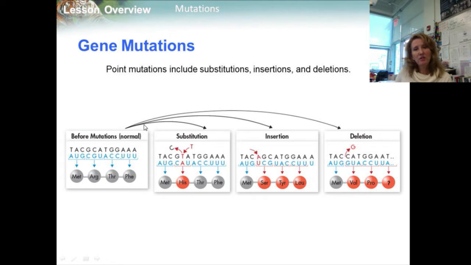They generally occur during replication. If a gene in one cell is altered, the alteration can be passed on to every cell that develops from the original one. Point mutations include substitutions, insertions, and deletions. So under gene mutations, we have point mutations. Under point mutations, we have substitutions, insertions, and deletions. Let's take a look at each one of those.